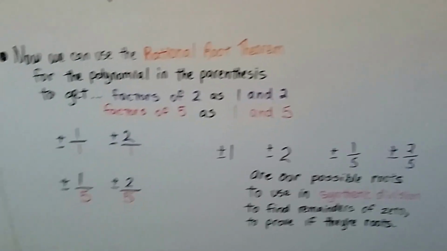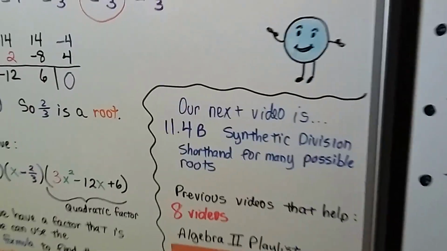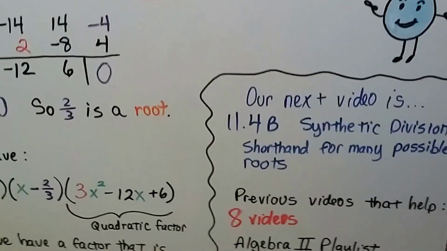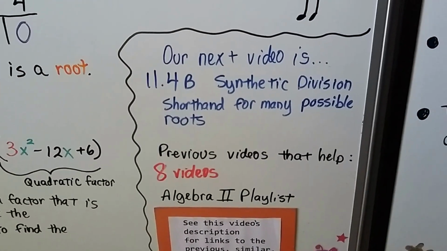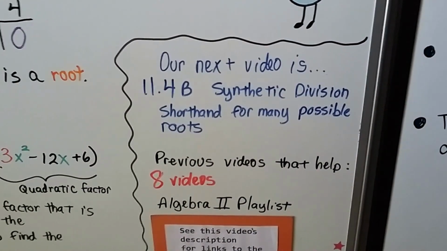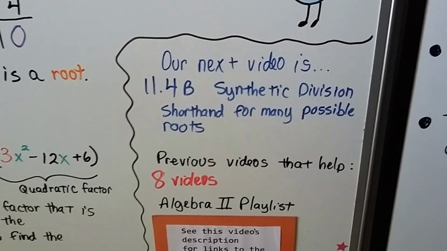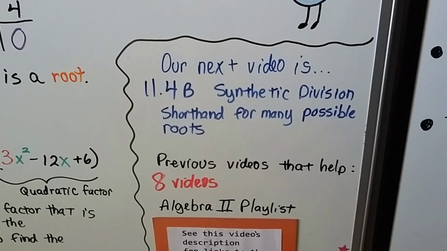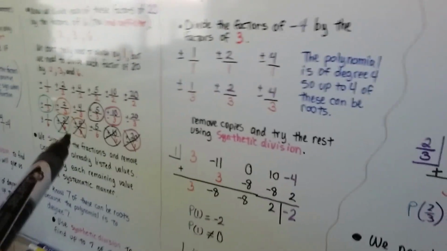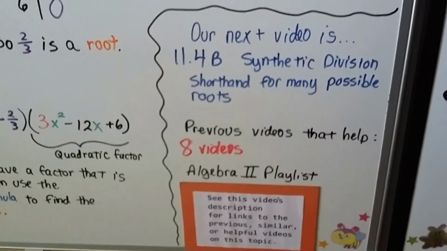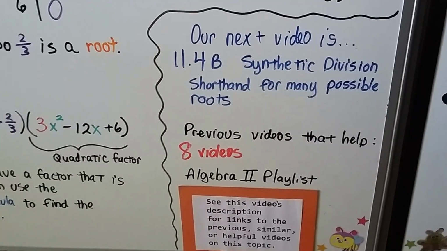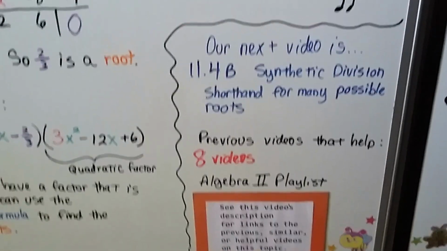All right? A lot of information. Long video, I'm sorry. But I wanted you to completely understand the Rational Roots Theorem with the synthetic division and the quadratic formula. All right? Our next video is 11.4b, and we're going to talk about a shortcut we can use with synthetic division when you've got a lot of roots to figure out. Like in this one, we had all of these possible roots. Well, there's an actual shorthand that we can do for synthetic division to make it go a little quicker. There's going to be links to those previous 8 videos. I'm going to add this to the Algebra 2 playlist.